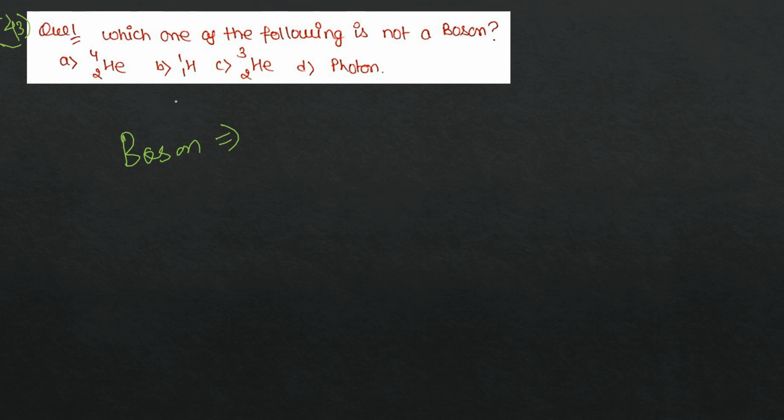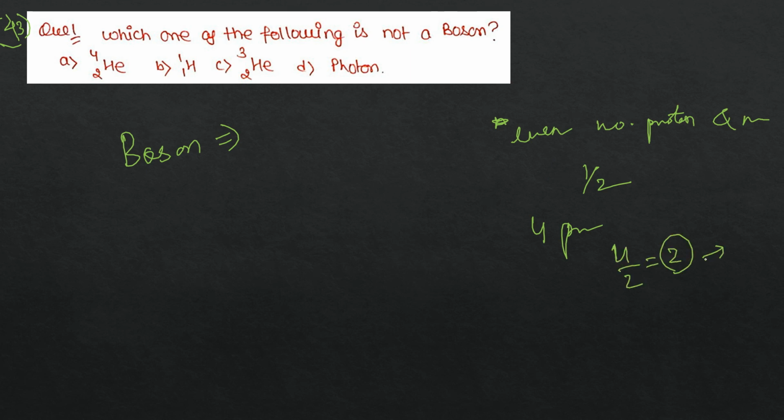If we have an even number of protons and neutrons. Why? Because protons have spin half, isn't it? So if I have four protons, spin will be 4/2, that is two. Two is a boson. For example, if I have three protons, then 3/2. So this is a fermion, right?